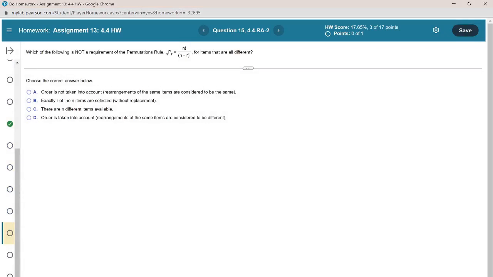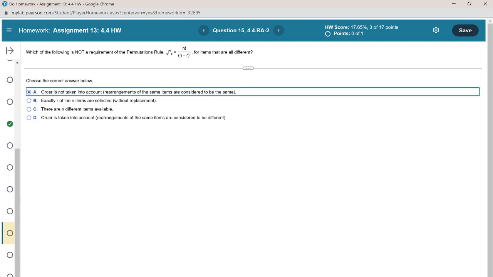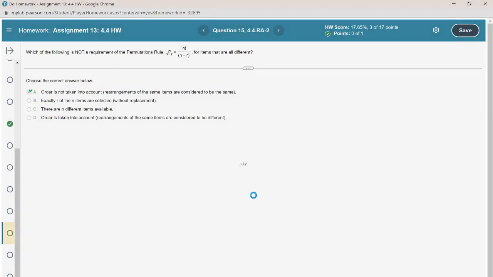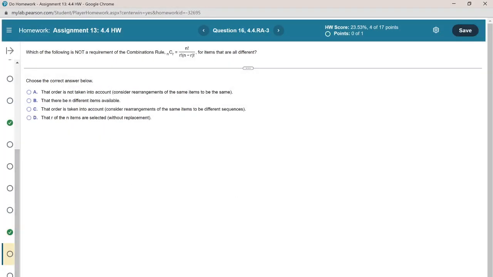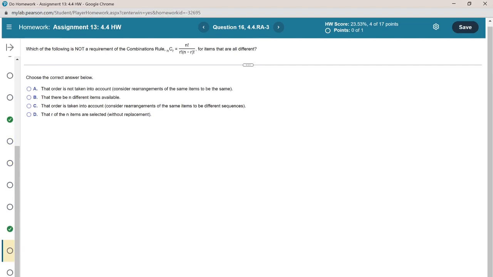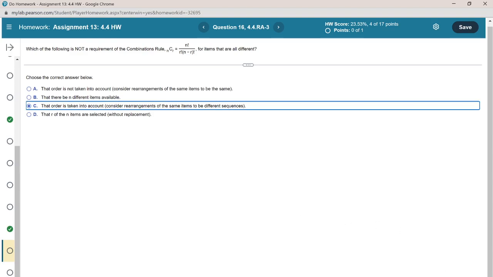Which of the following is not a requirement of the permutation rule? This is the formula for the permutation. Order is not taken into account. In permutation, order should be taken into account, so this is not the permutation rule. Let's take another one. Which of the following is not a requirement for the combination? The order is not taken into account. That's right. That there be n different items. That's right. The order is taken into account. For the combination, order doesn't matter.